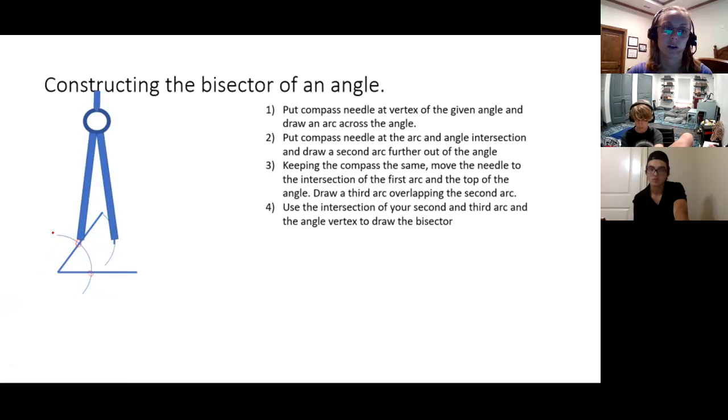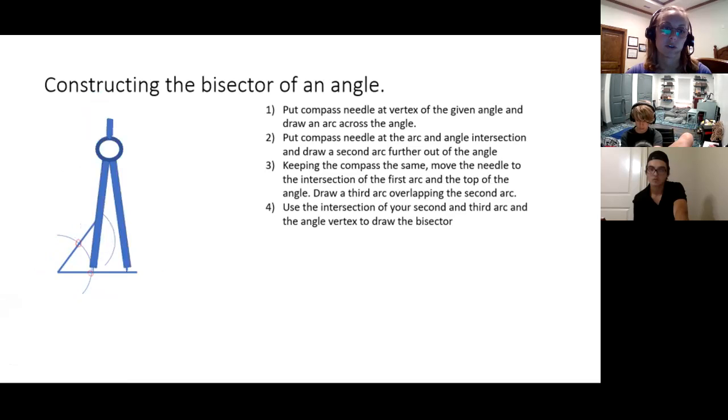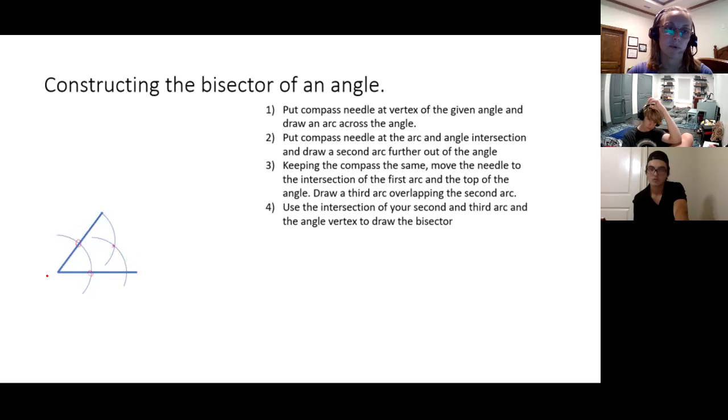Once you've drawn this arc, you want the compass to be the same because you're using that as like a measurement that's going to make the same arc. So then you move it over to this one and you draw another arc. And then you can see where these second and third arc intersect right here. If you connect that point and the vertex and draw a straight line, that will be the angle bisector.